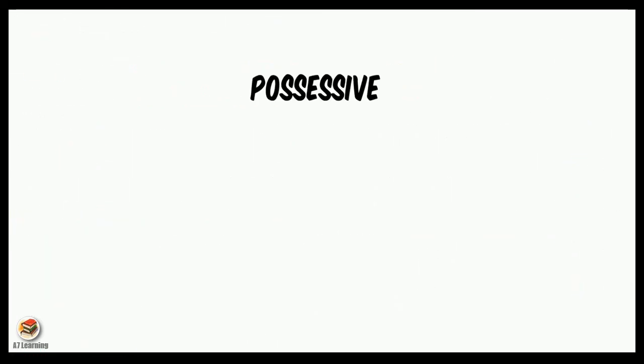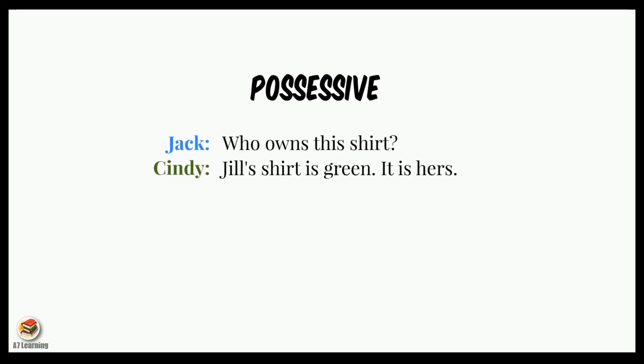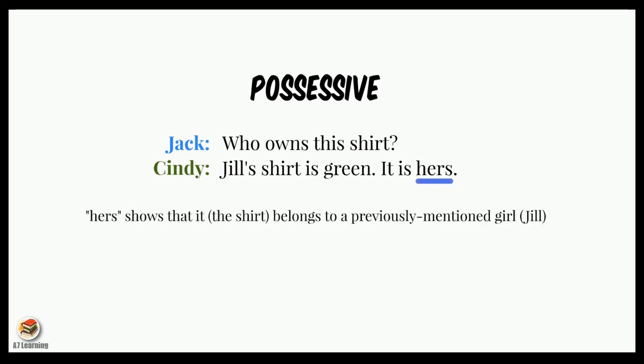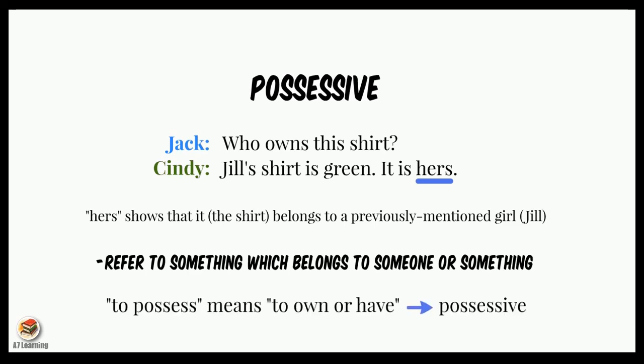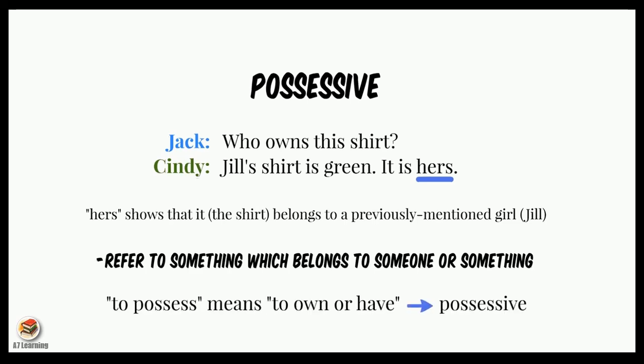Now let's talk about possessive pronouns. Here we have a quick little dialogue. Jack says, who owns this shirt? Cindy says, Jill's shirt is green. It is hers. So here, hers shows that it, the shirt, belongs to a previously mentioned girl, Jill. Alright, so we use possessive pronouns when we refer to something which belongs to someone or something. To possess means to own or have, hence the word possessive.